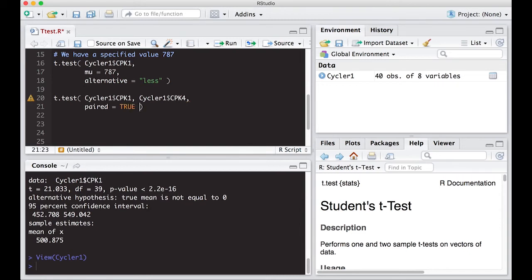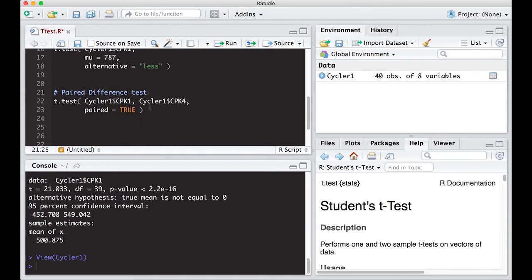So what it's going to do is subtract those two values from each other and create differences. And this is the key. So let's put a little comment up here. This is the paired difference test. Okay, and we're not looking to see if one is less than the other. We're just looking to see if there's any change over time.